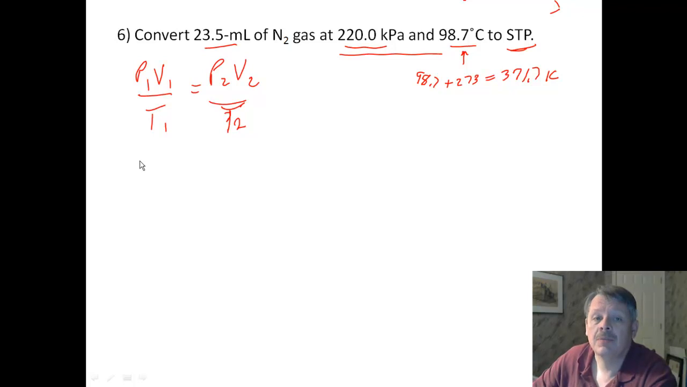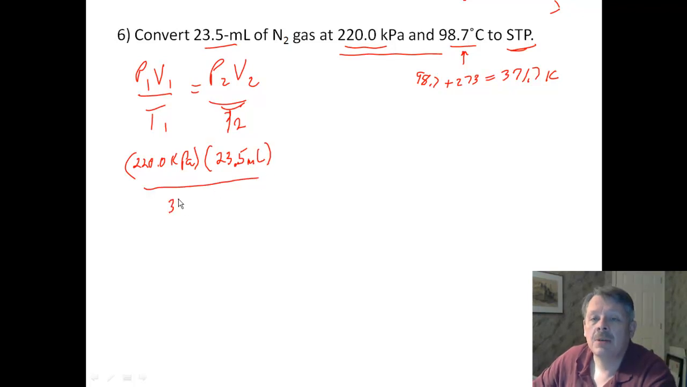Kelvin must be Kelvin. So our initial pressure is 220.0 kilopascals, and our initial volume is 23.5 milliliters. We're doing this in milliliters, not in liters, folks. You have to be careful with that. And our temperature is 371.7 Kelvin. So long as we keep our units the same, we're okay.